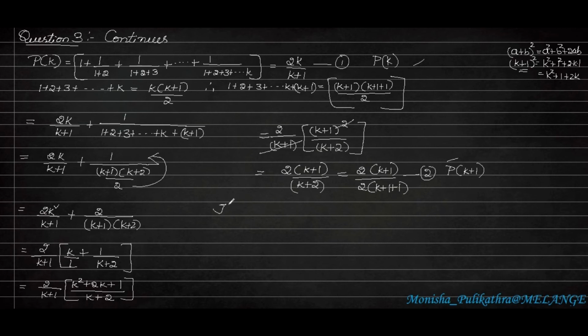So here we can write thus, p of k plus 1 is true whenever p of k is true. So if for p of k we got this value, then in the same way we got p of k plus 1 value itself. So if this is true, then this is also true. So this is the way of doing the mathematical induction problem.